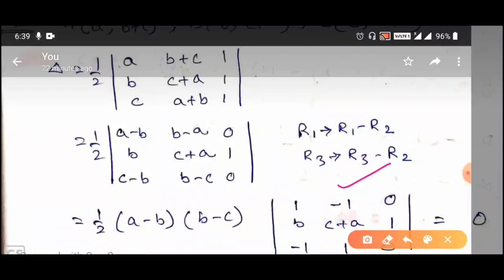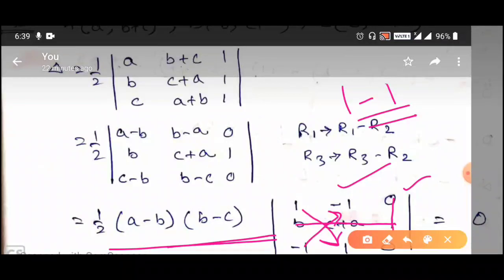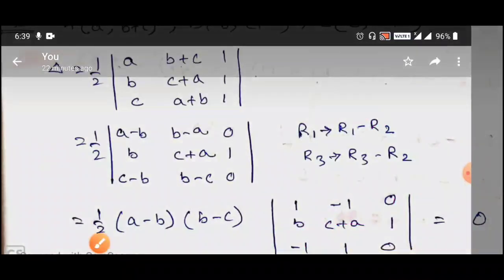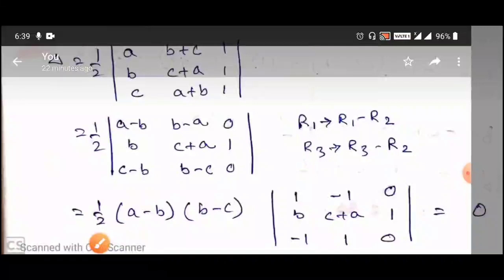If we expand the determinant along column 3, since we have 2 zeros in column 3, then our answer will be this row and this column we have to eliminate. Then we have to do 1 into 1 1 minus 1 into minus 1 is plus 1. So 1 minus 1 is 0. So the whole answer will become 0. Since the area of the triangle is 0, so the 3 points are collinear.